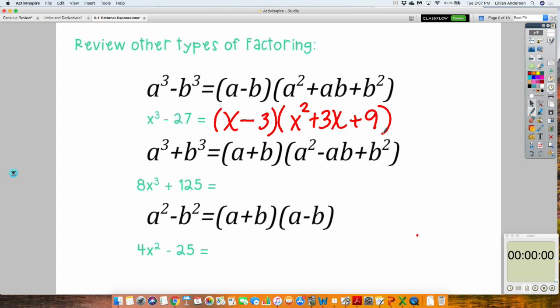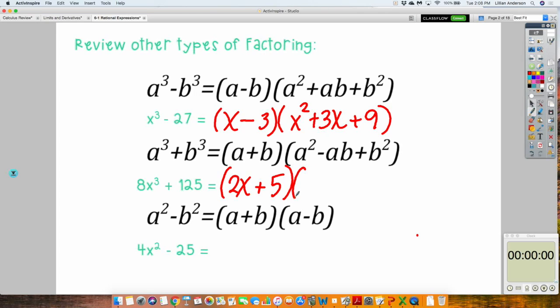It's the sum of perfect cubes. What's the cube root of 8? What's the cube root of x to the third? And what's the cube root of 125? 5. So there you go. You have your a and your b. The cube root of 8x cubed is 2x. The cube root of 125 is 5. So your a is 2x and your b is 5.